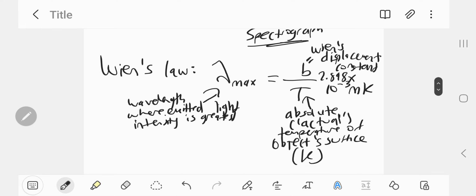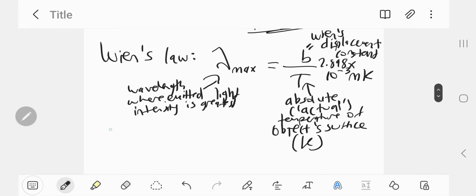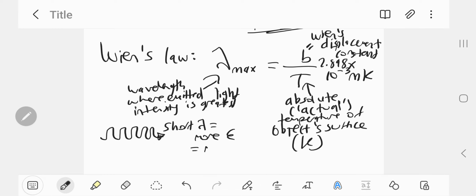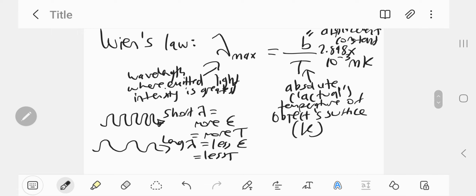What this formula is basically telling you is that a short wavelength of emitted light corresponds to a high temperature, and vice versa. It makes sense because light with a short wavelength has more energy. So short lambda equals more energy, and that equals more temperature. By definition, temperature is a measure of the average kinetic energy of particles in a substance, so the more energy, the higher the temperature, and vice versa. A longer wavelength, long lambda, corresponds to less energy because there are fewer peaks packed into a specific space. That corresponds to less temperature.